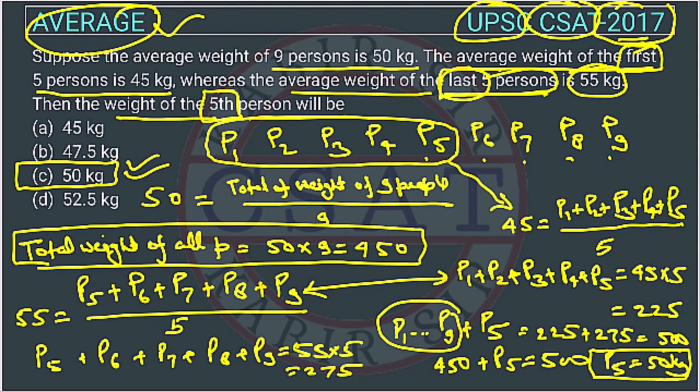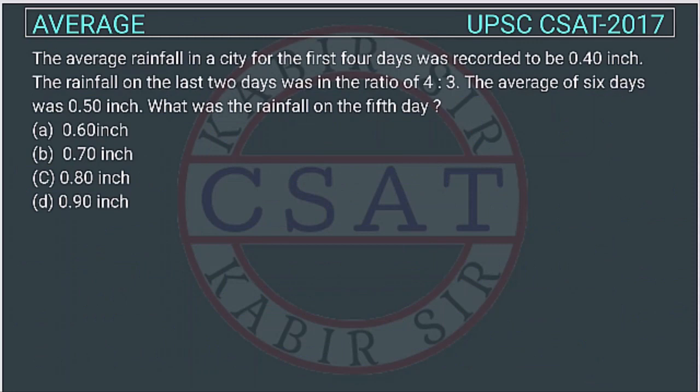So first of all, you have to understand this basic concept, right? Then you can do the fast calculation and skip some steps so that you can solve it. This is a question of average asked by UPSC in CSAT exam 2017.